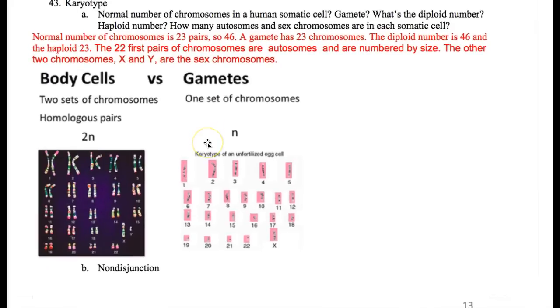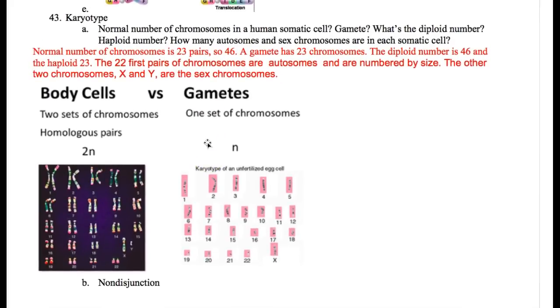Karyotype. These are just basic things that you should already know if you watched the video from last night. The normal amount of chromosomes that a human somatic cell has. A somatic cell is your body cell. It's diploid, and it has 46 chromosomes. So you should know that. Gametes are haploid. It's egg and sperm. It has 23 chromosomes in a normal human body.